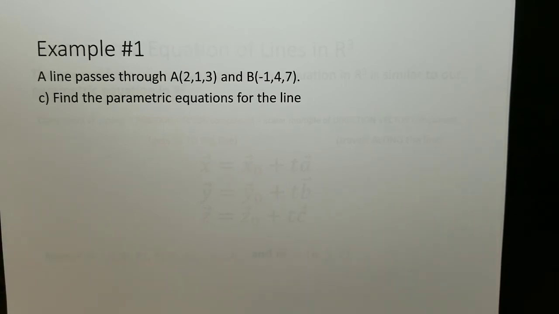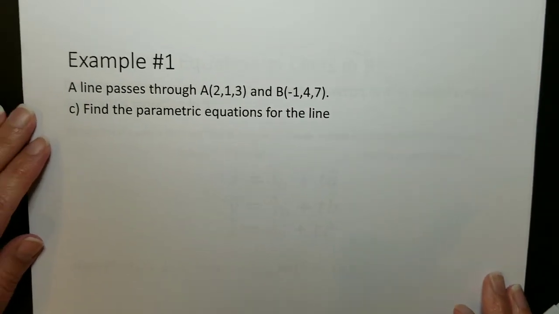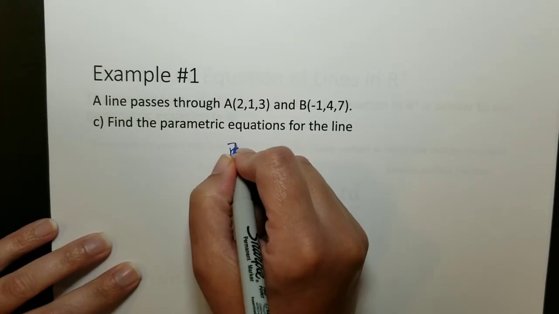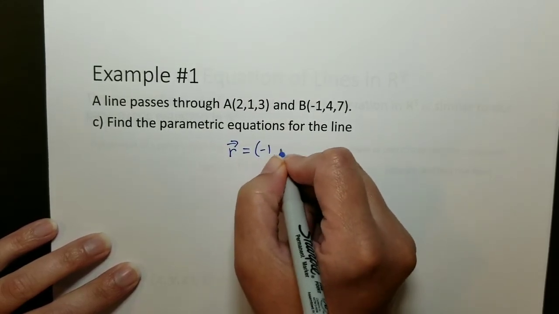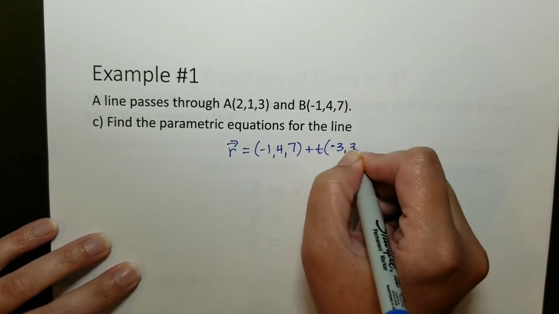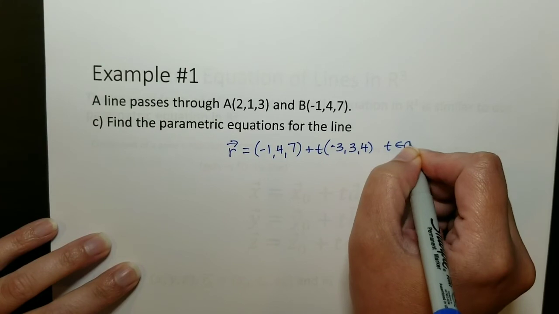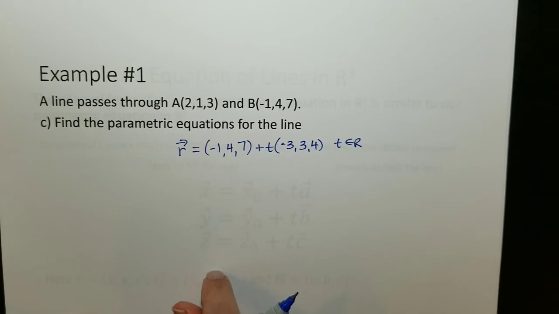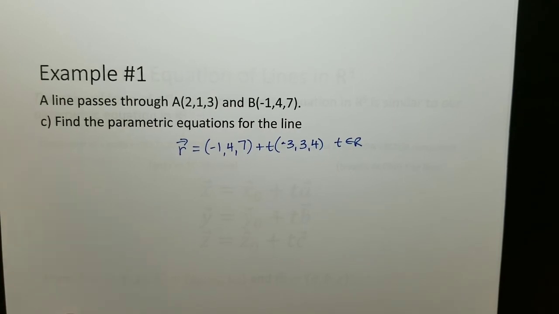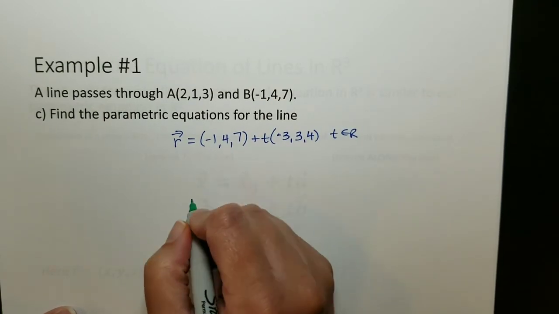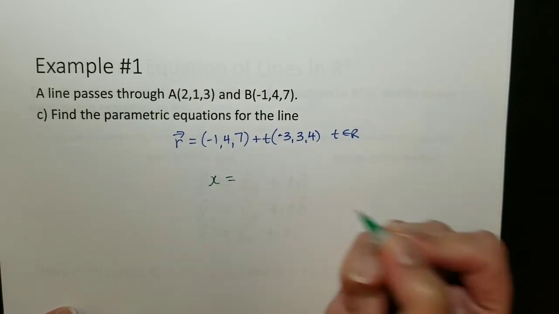Just like in R2, we can also have parametric equations for the line. So this is the line that I found. I'm just going to recopy this from part A. So that's my vector equation that I found in part A. The parametric equations, in R2 we only had two equations, an x and a y. Probably unsurprisingly, we're going to have a third equation here because we're dealing with R3, and that's going to be a z.